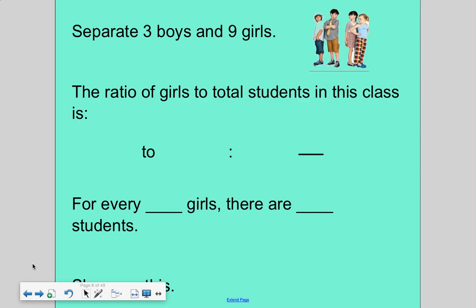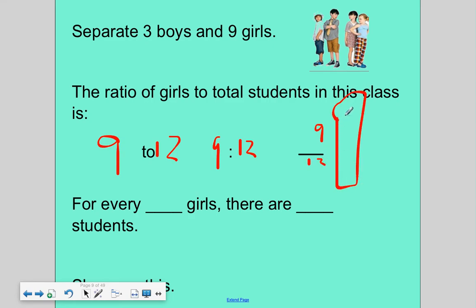What about if I had 3 boys, 9 girls again? The ratio of girls to total students in the class is what? So this is part to total. 9 girls, total 12 students. 9:12 and 9/12. Can I simplify this? I can divide both numbers by 3 and I get 3/4. But what does that mean, 3/4? That means for every 3 girls, there are 4 students.